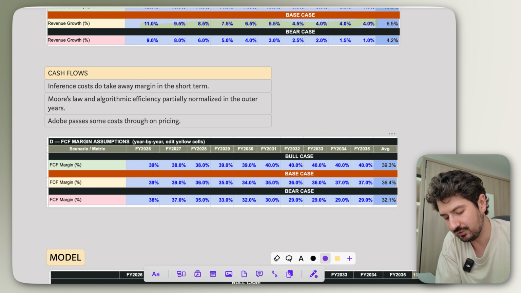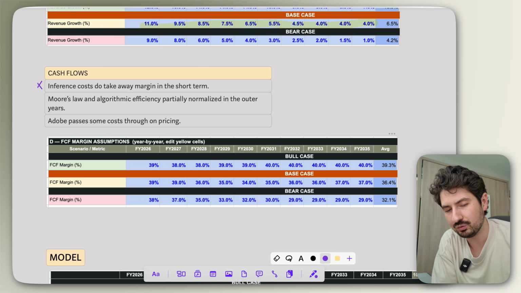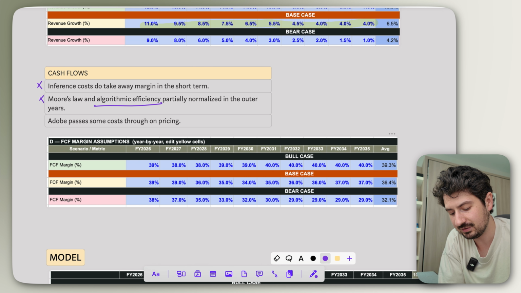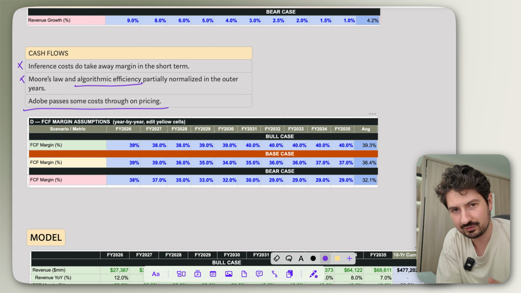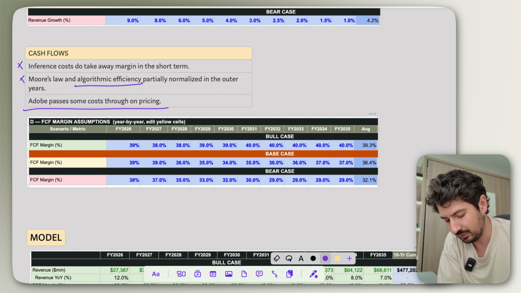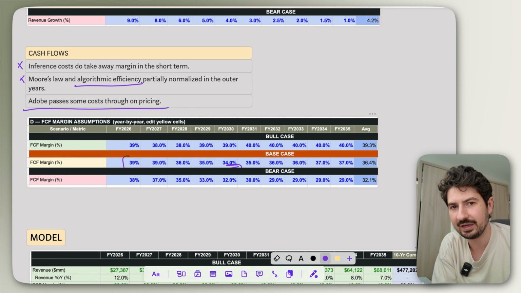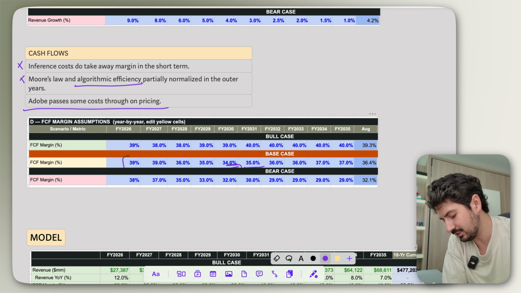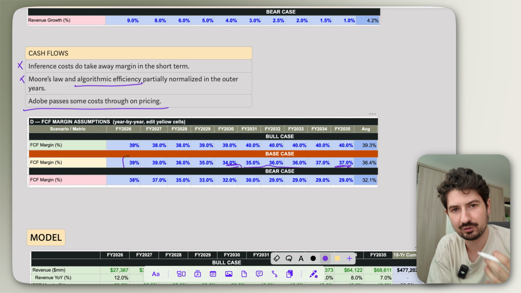For cash flows, I do think inference costs have a pretty significant impact in the short term, but I do think that Moore's Law and maybe even more importantly, the algorithmic efficiencies will normalize those costs out into the later years. So that might look something like this, where we start with these high margins that we currently have. It decreases over the next couple of years because of AI and because they continue to rely on AI to fuel their growth and stay competitive. But then Moore's Law and those efficiencies kick in and their margin comes back. However, never back to the same level that they currently have now.